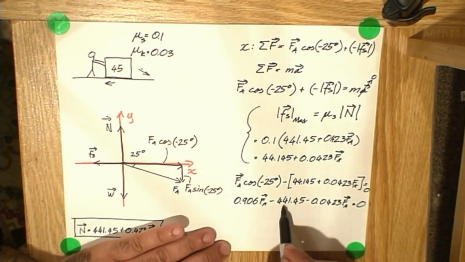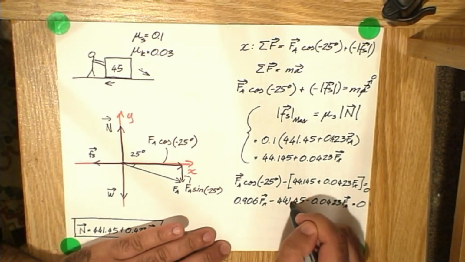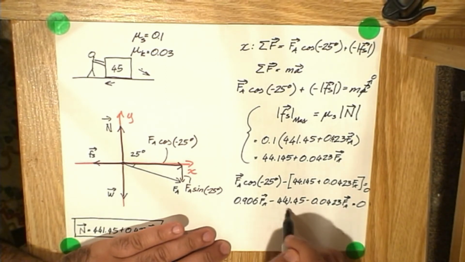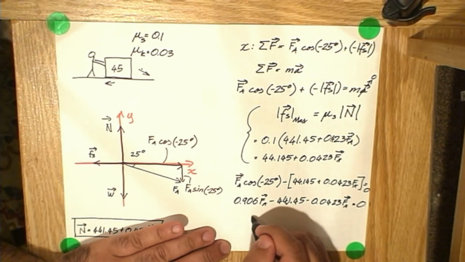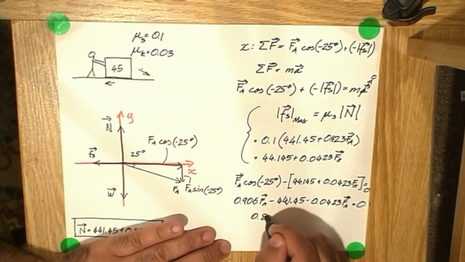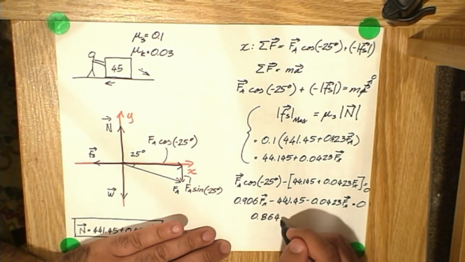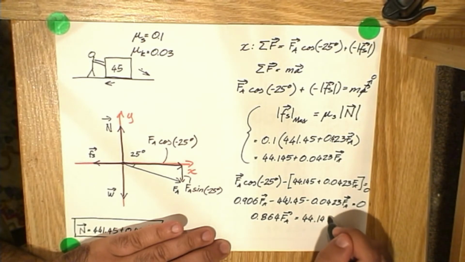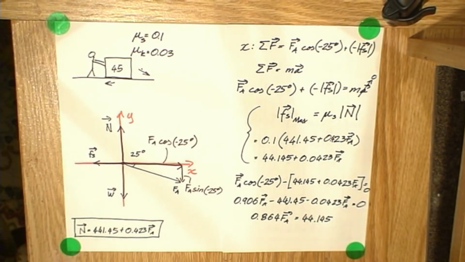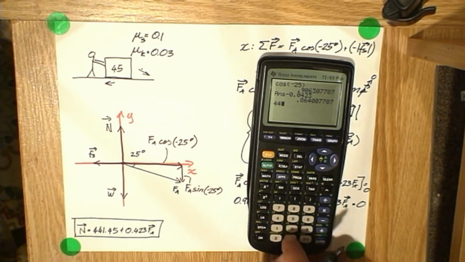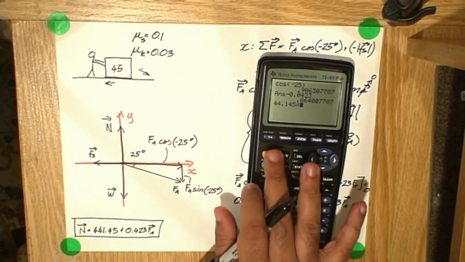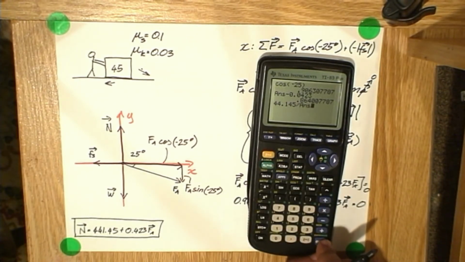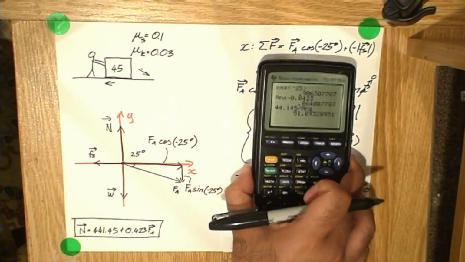And we can also move the, this should be a 44.1, we'll move the 44.1 to the other side. So that gives us 0.864 times applied force is equal to 44.145. So last step, 44.145 divided by 0.864 gives us 51.09 newtons.